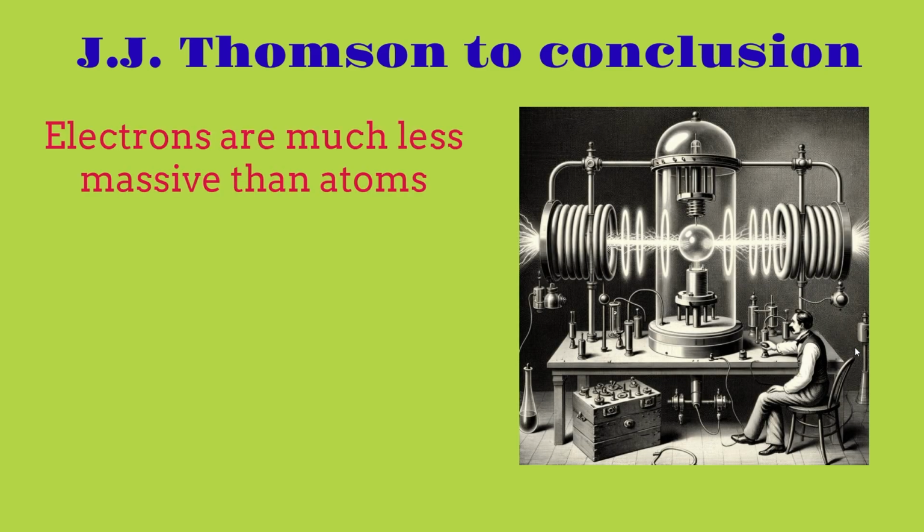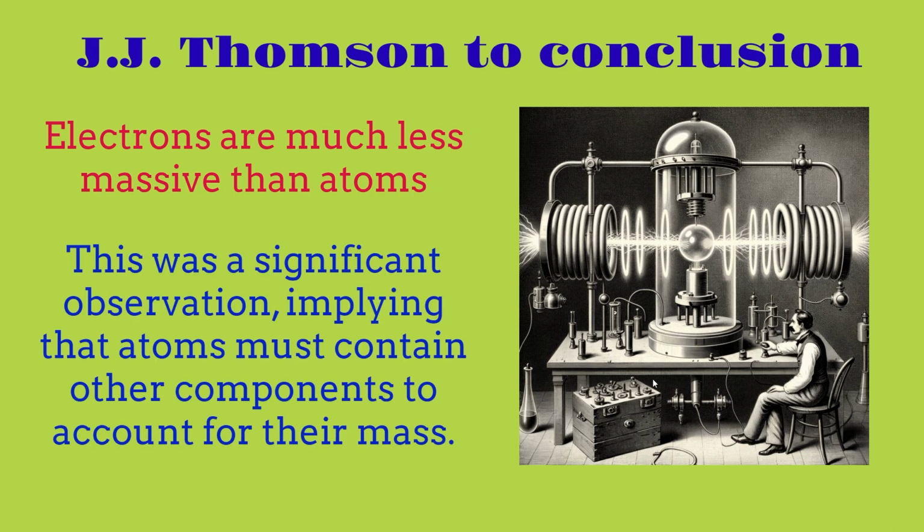So first thing we're going to do is a quick recap of what J.J. Thomson did to a conclusion. We talked more about J.J. Thomson in our previous part 3 video, so feel free to watch that video as well. So he noticed that electrons are much less massive than atoms, and he did this because he did a gas discharge tube test. As you can see here, this is the test he did. This was a significant observation because that implied that atoms must also contain other components to account for their mass. So you notice that there should be extra things inside atoms because electrons have really little mass.